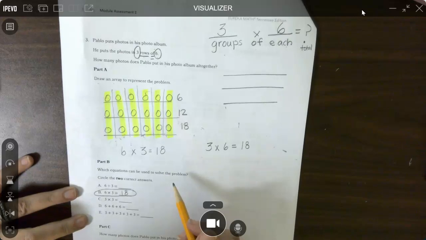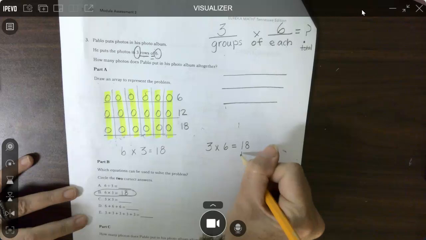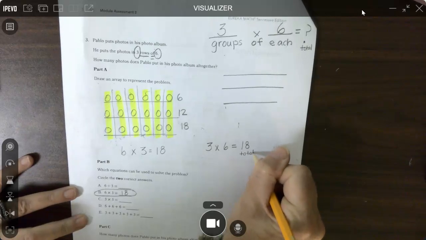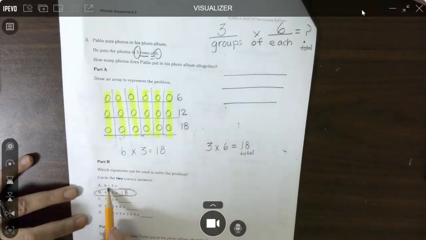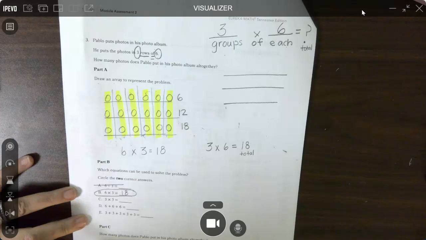Division always starts with the total. I found out that 18 was the total amount. When I look at this division equation, it does not start with the total. I could mark that answer out. When I look at the next one, it said I had 3 groups of 3 things each.